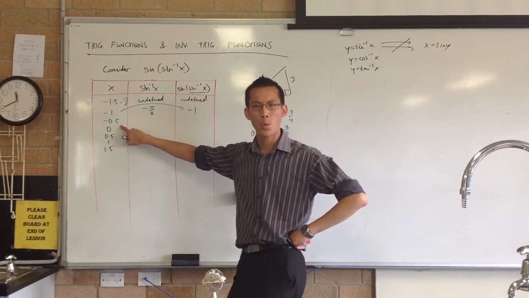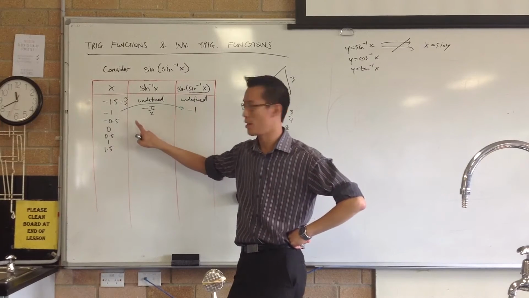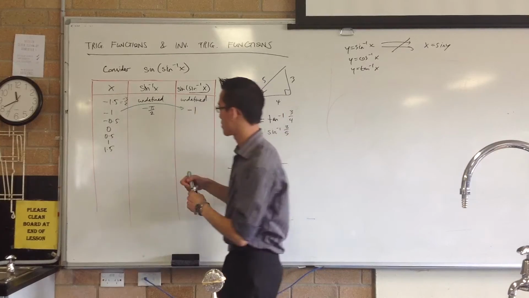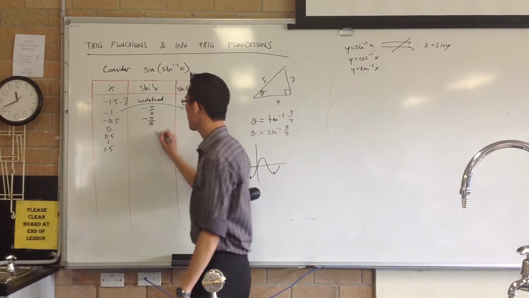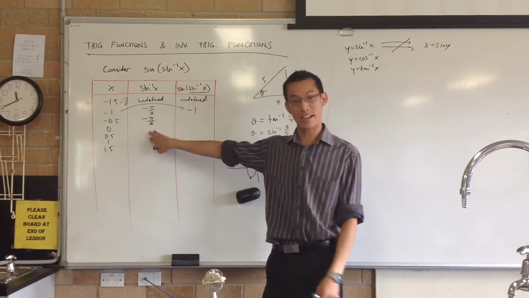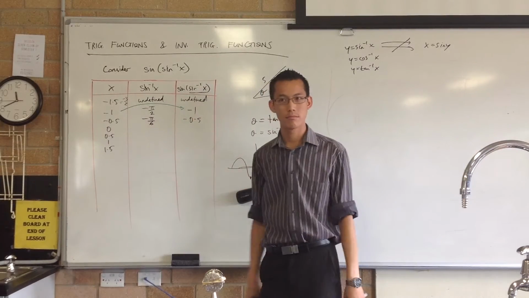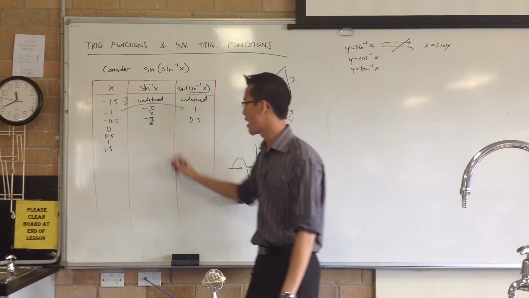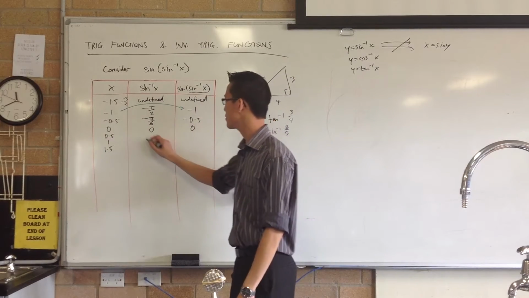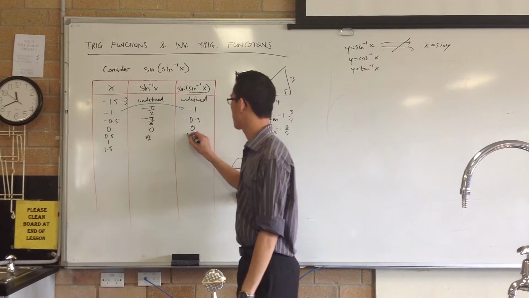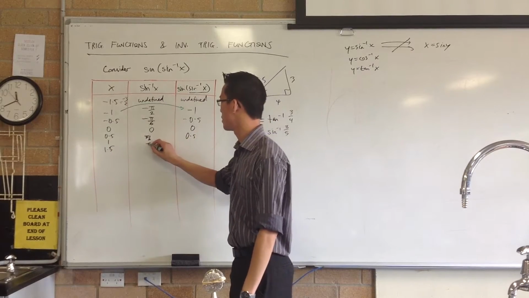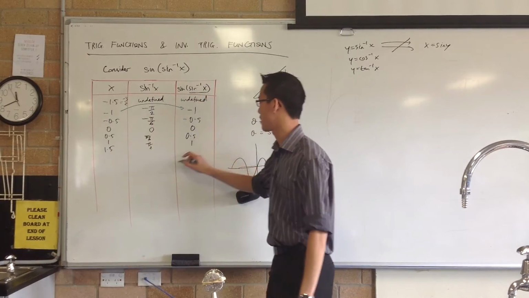Minus a half. What angle, if I take the sine of it, gives me minus a half? Minus pi on 6. And as you'd expect, if you pop in your calculator sine of minus pi on 6, you're going to get minus 0.5. Okay? And you're starting to see the pattern, right? I can continue this. This is positive. This is, my lines are dying, but you get the idea.